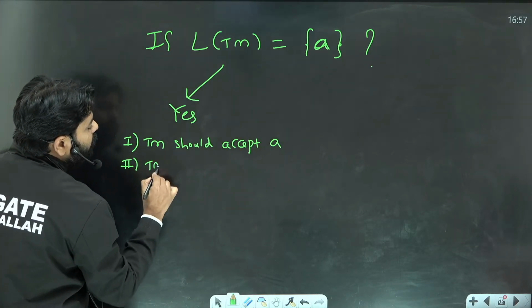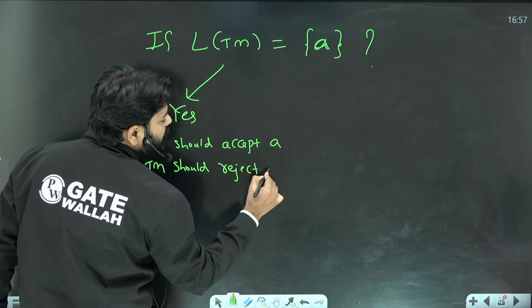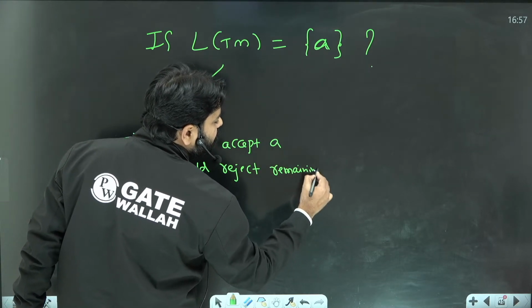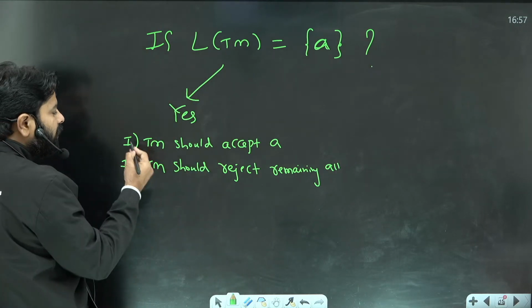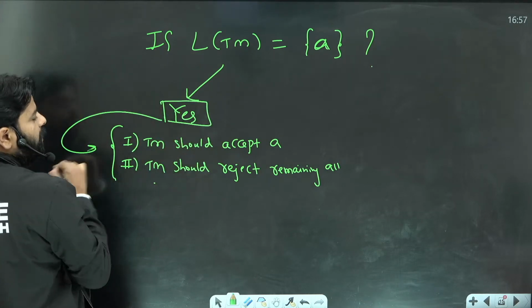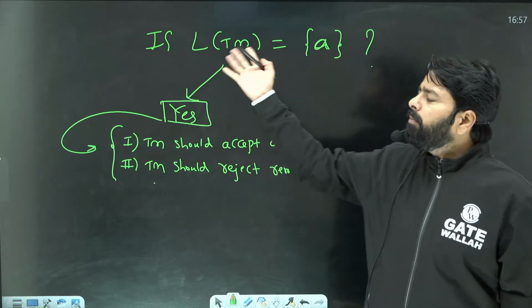Second, TM should reject everybody else. Reject remaining all. How do you do that? Except A, everybody else is rejected. This one I may check, but these two are part of the S only. How do I do that? I can't provide the logic here. So single A only, I am not able to decide.